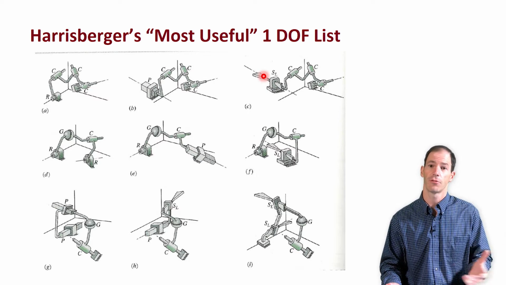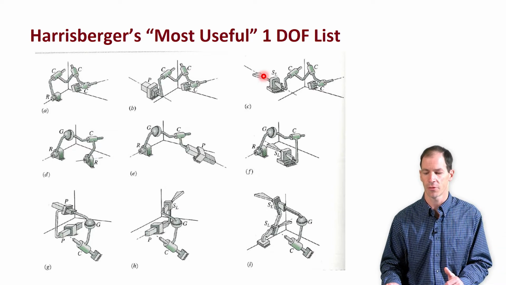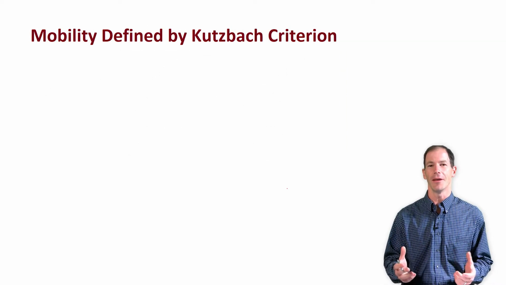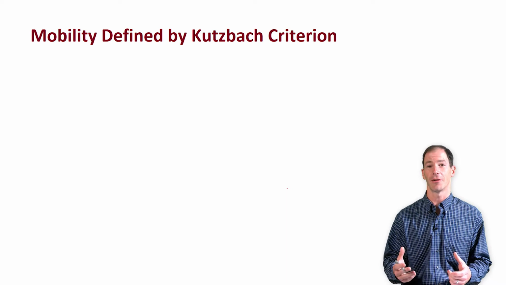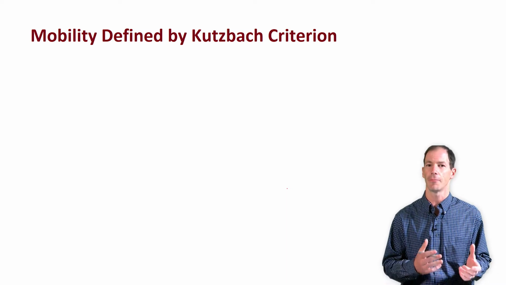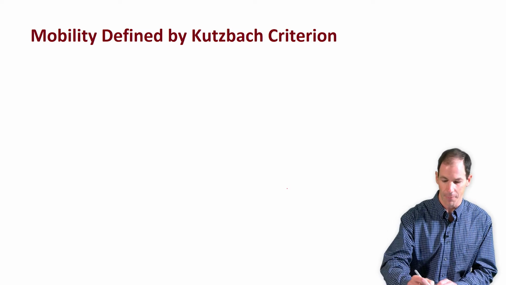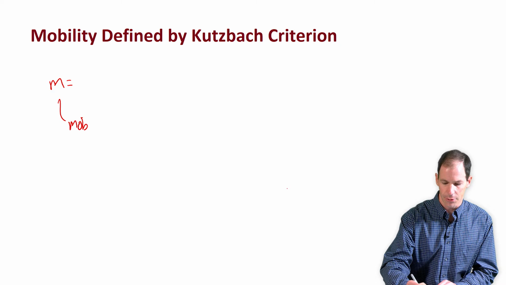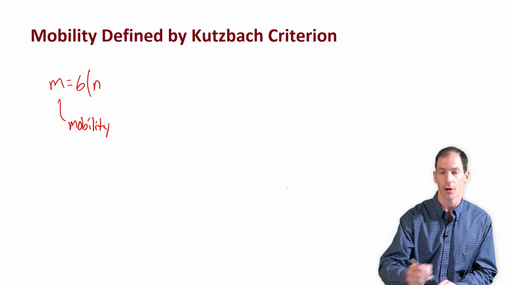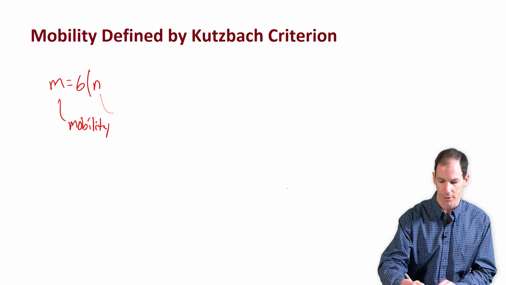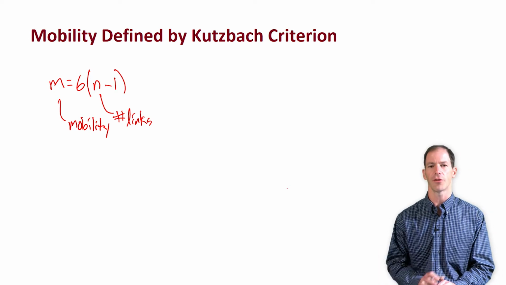We can imagine we have lots of 2 and 3 and 4 degree of freedom mechanisms. So we define the mobility in a spatial mechanism using the Kutzbach criterion, which is very similar to what we had done in the planar world. And the way we start off with the mobility equation is just saying my mobility, M, is equal to 6 times the number of links that I have, where n is the number of links, minus 1. That's the start of the equation.